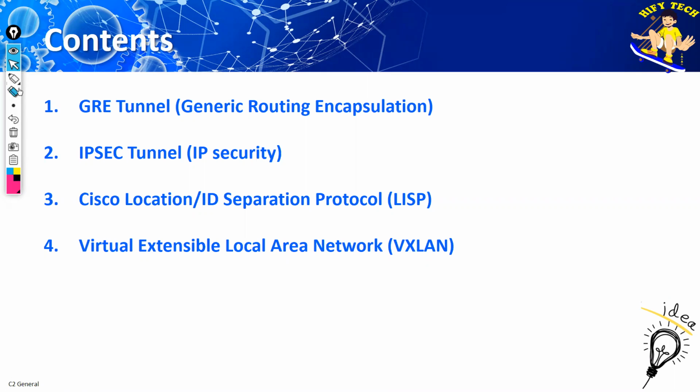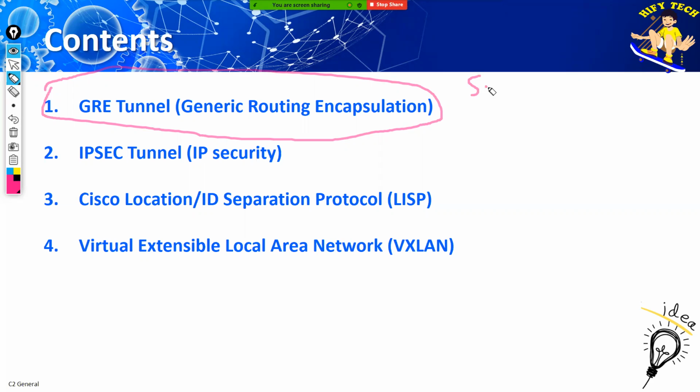In our last video, we discussed the GRE tunnel. The GRE tunnel is for packet encapsulation, but it is not secured. The data goes from one router to another router in the form of plain text. There is no authentication, and there is no key exchange between the routers. Packets can be eavesdropped, and someone can steal the data and manipulate it.